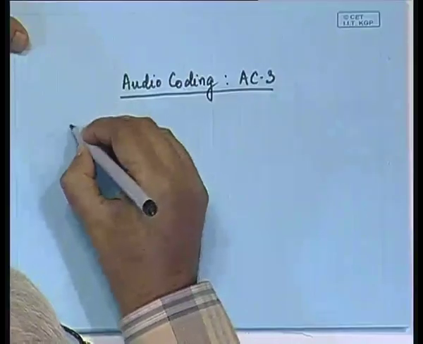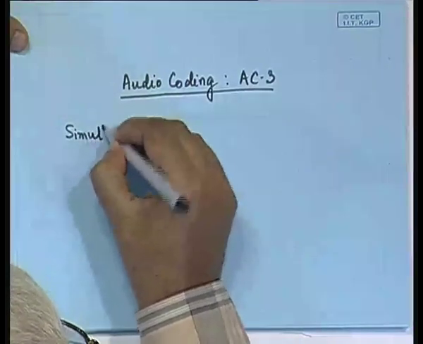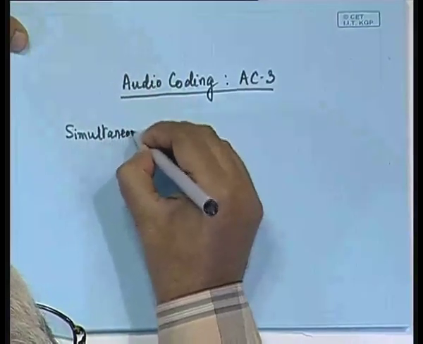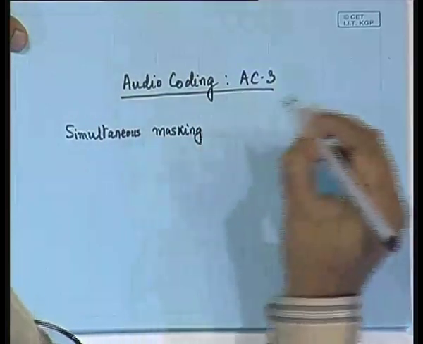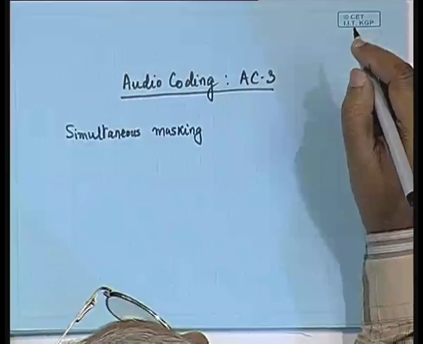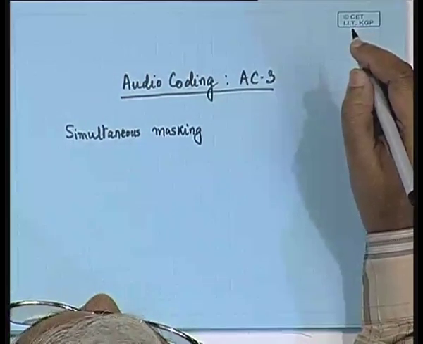Now, the masking phenomenon that we described in the earlier class is also referred to as simultaneous masking. And why simultaneous? Because there it was assumed that the maskers and the maskees appear at the same time instant. So, that is why it is called simultaneous masking.